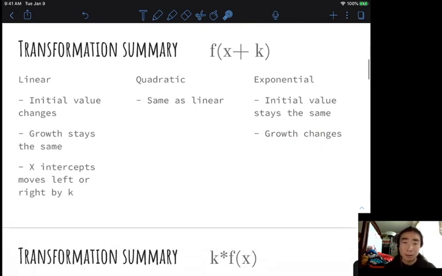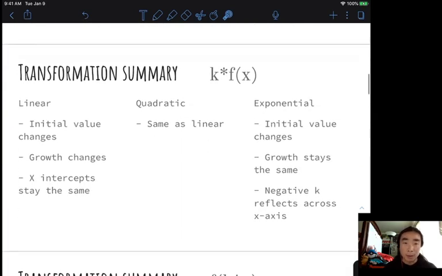The other one we learned: multiplying by a constant k. Here are the changes for that. Lots of things change. The x-intercept stays the same. Quadratics behave in the same way.